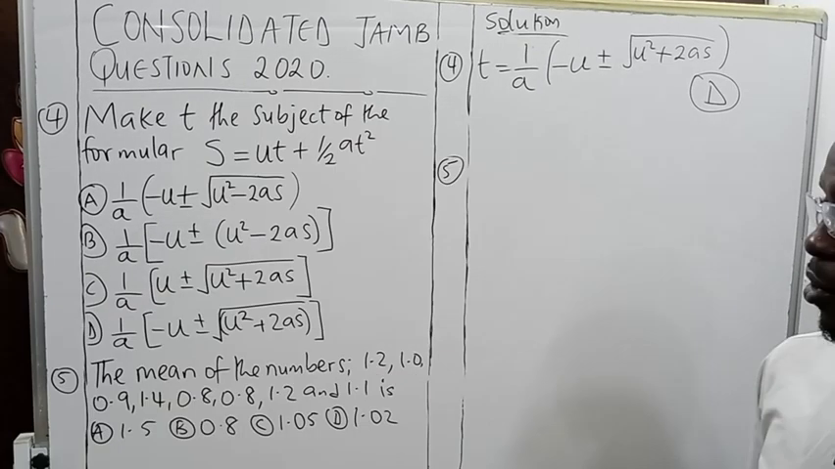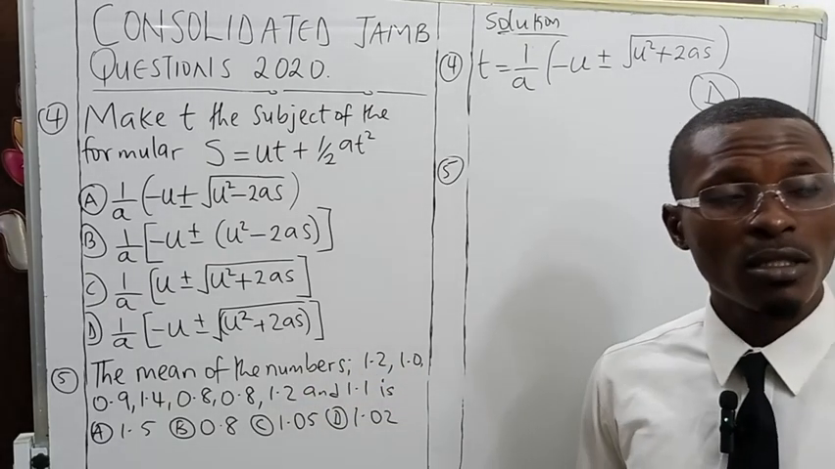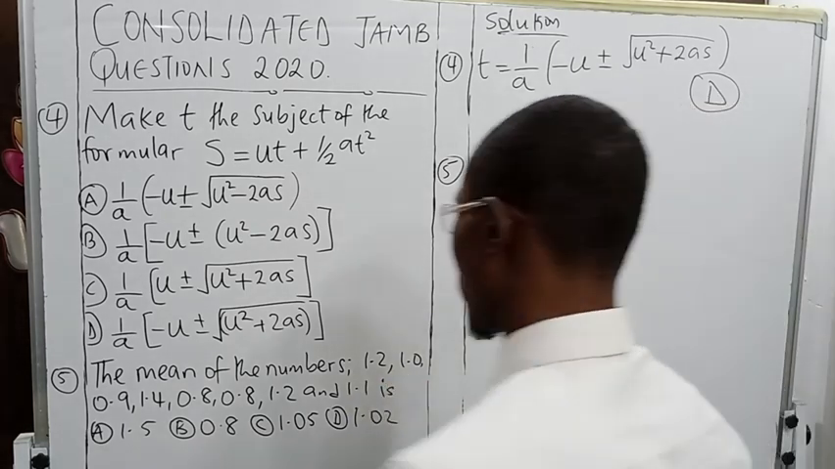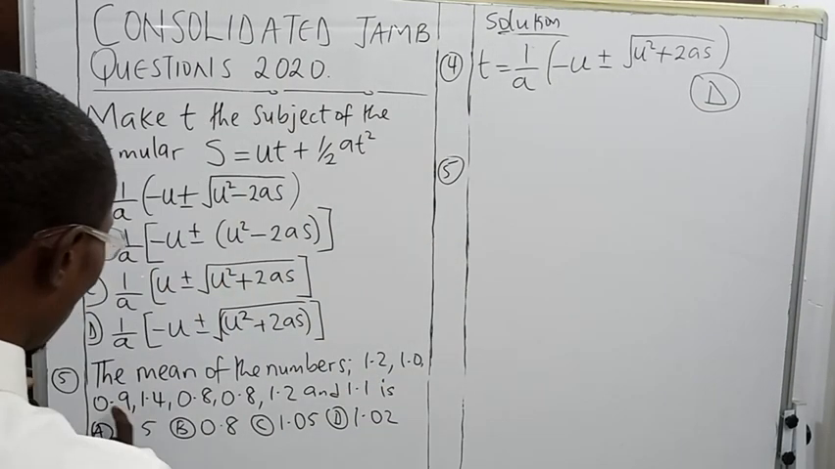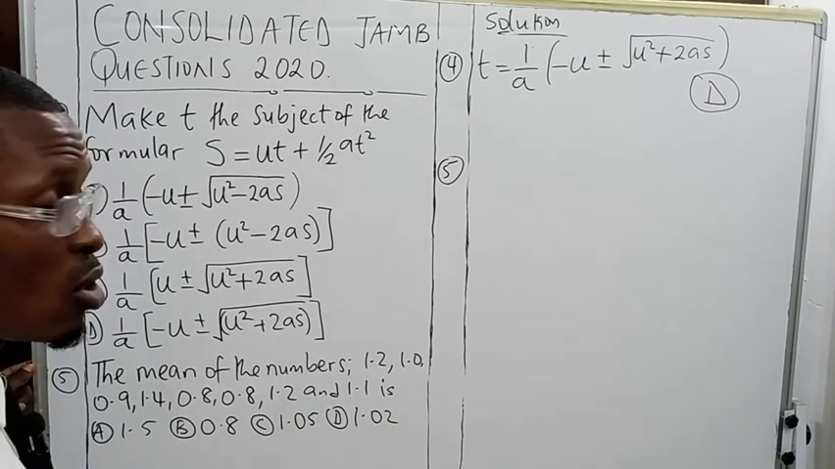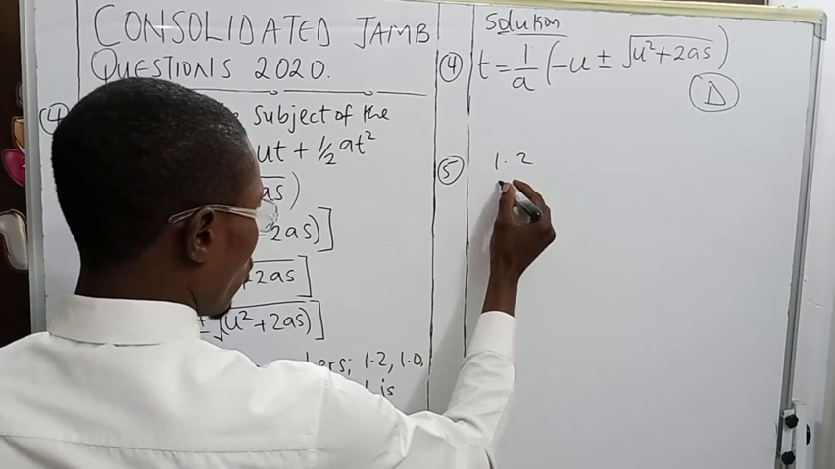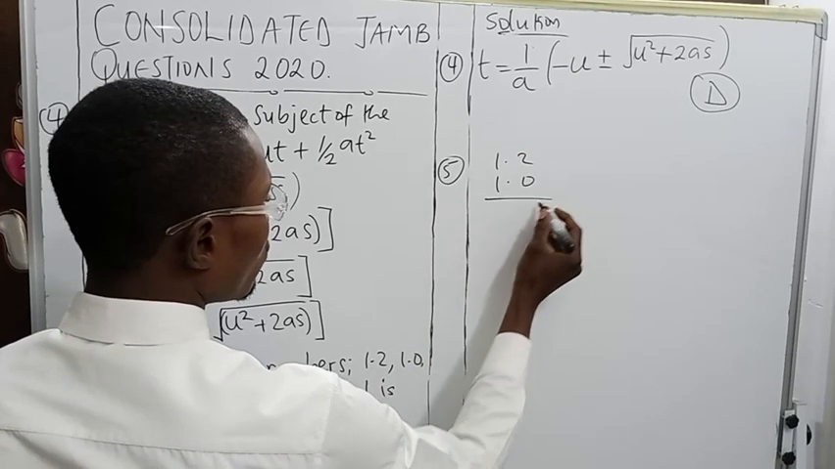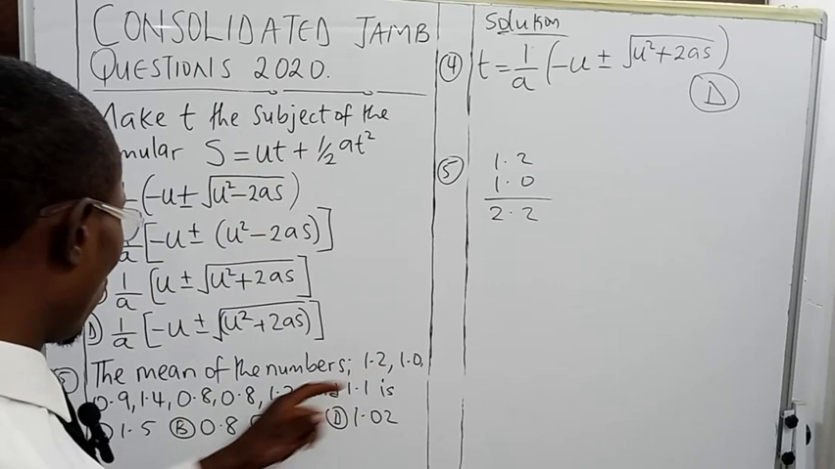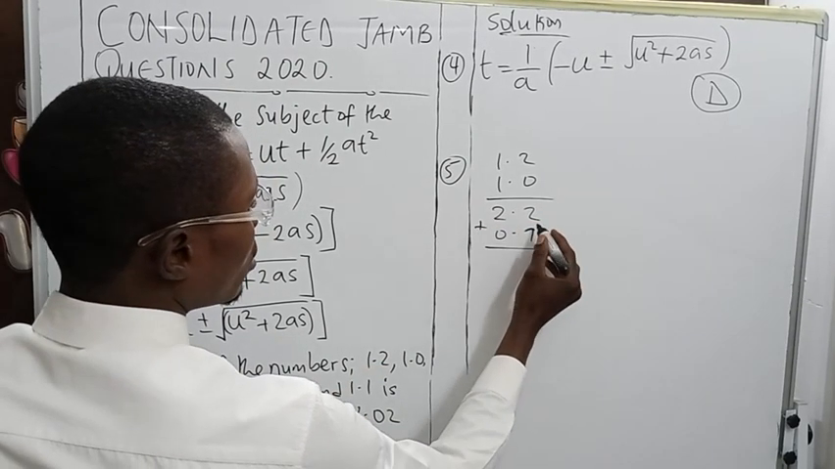Now for number 5, we have to find the mean of the numbers. What is the mean? Mean is given by the sum of the values over the number of the values. So we sum all these numbers and divide by how many there are: 1, 2, 3, 4, 5, 6, 7, 8. There are 8 of them. So we sum them and divide by 8. So I have 1.2 plus 1.0. This will give us 2.2. 2.2 plus 0.9 gives us what?